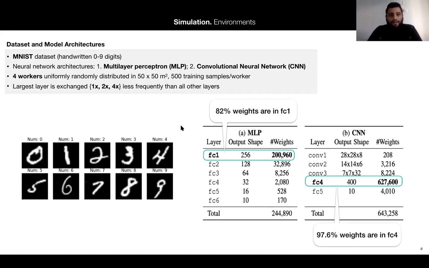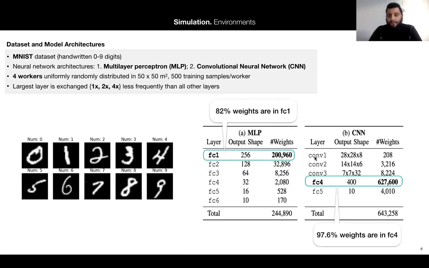Now I describe the simulation results for the data set. We used the MNIST data set, which is images of handwritten digits from 0 to 9, as we can see in this figure. For the neural network architecture, we used two architectures, multi-layer perceptron and convolutional neural network. As we can see from these two tables, for MLP, we considered 6 fully connected layers. The first layer has the largest number of weights, accounting for about 82% of the total number of weights.